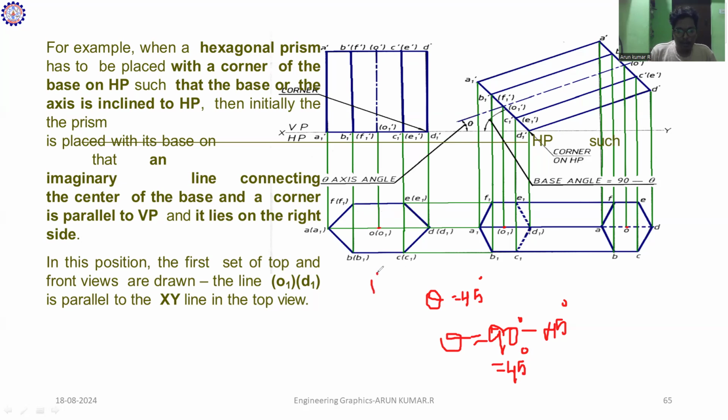The first step we have already completed, and the second step we have also completed. And the third step, what is the third step here? That is called the tilted view. How to construct this? You have to place the corner on the XY line. That is the foremost thing.